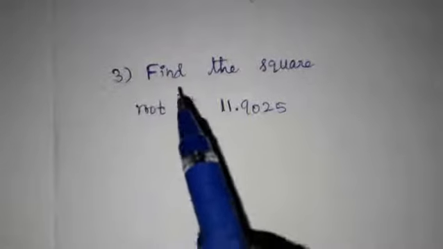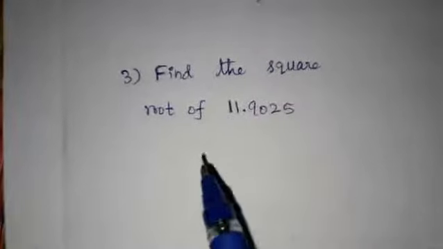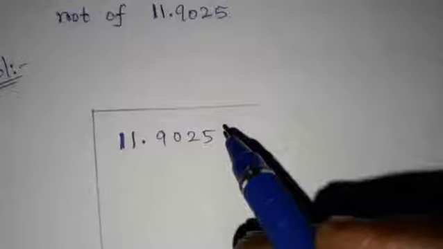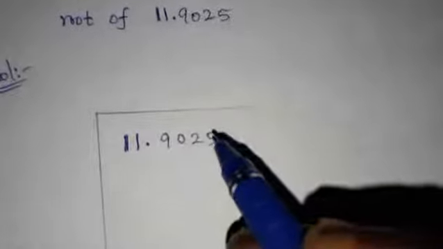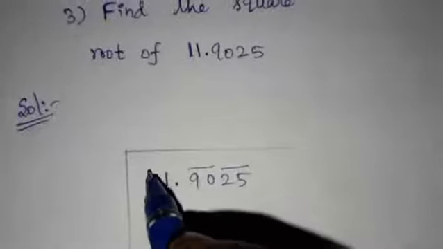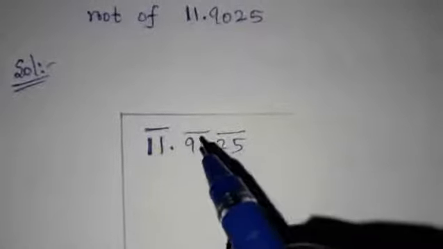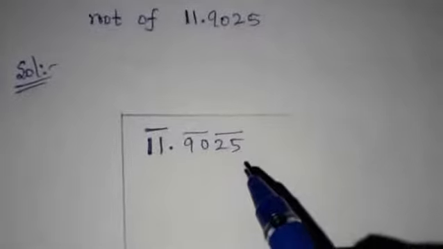Third question is, find the square root of 11.9025. Let us see the solution. First, we have to group the numbers in pairs. We have understood there are 3 periods in this sum. The square of 4 is 16, so we take the square of 3. We have to write 3 in the quotient and in the divisor place.